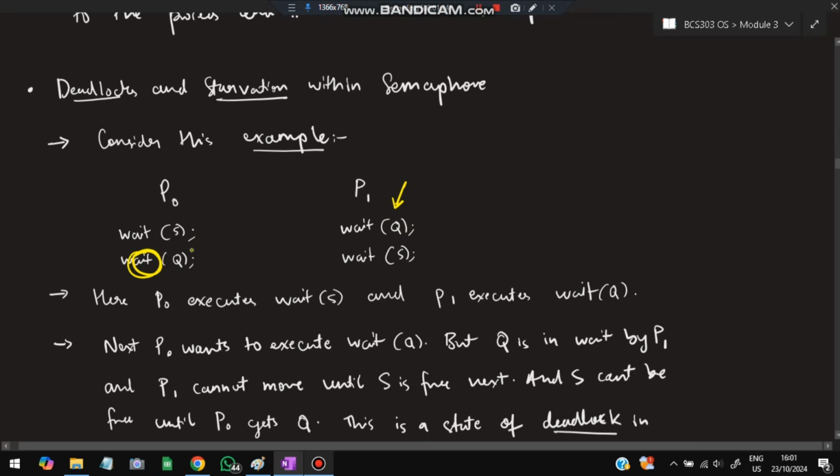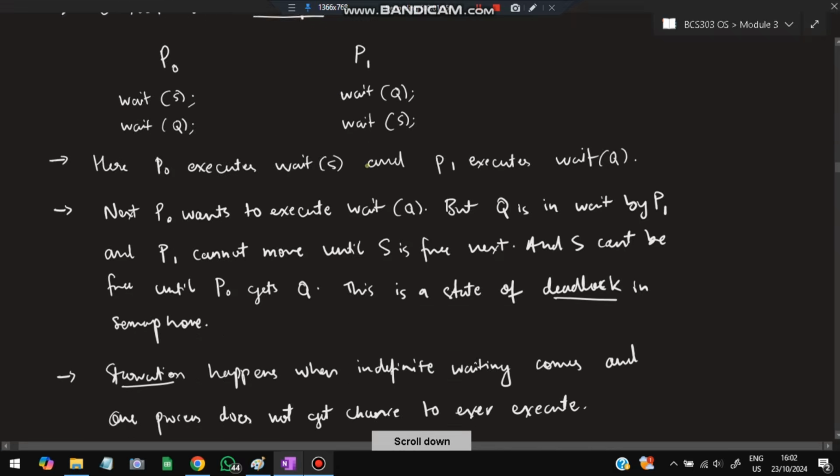And when will P1 release this? If P0 wants this, P1 should release this, right? When will this be released? This will be released when P1 gets S. But who is controlling S? S is controlled by P0. So what's happening? P0 wants Q, but P1 is utilizing Q, and P1 wants S, but P0 is utilizing S. So either of them should do it first, but they will not do it first because it is designed so that they should wait for each other. This situation is called deadlock.